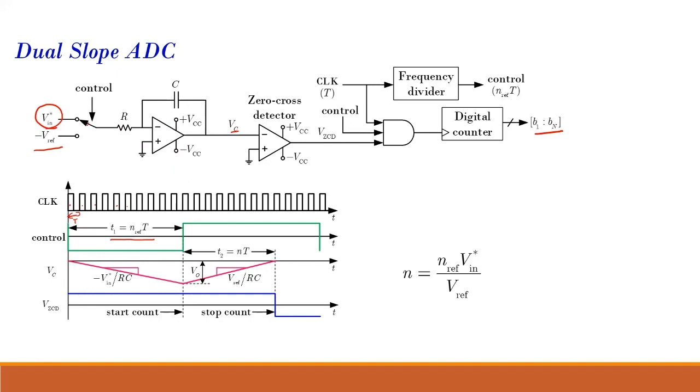After that fixed duration, what do I do? The control will come over here, and instead minus VREF will be applied. Because of minus and minus, the slope becomes positive and it starts increasing, and at one instant it will touch 0. So when this VC becomes equal to 0, it will detect it, and that detection will come over here, and you will find out what was the number.